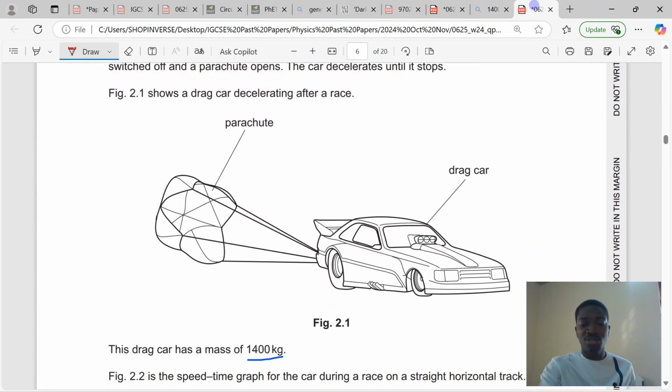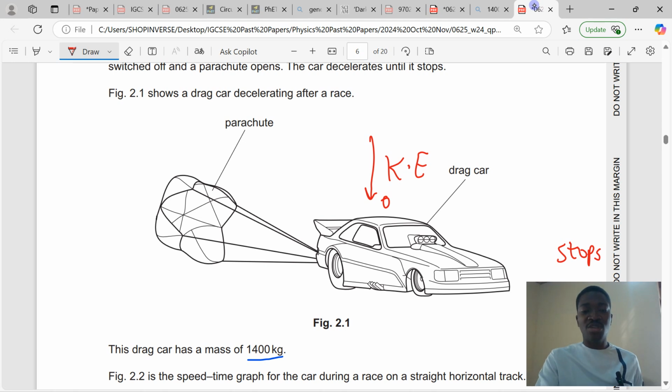You know, the energy possessed by the car is kinetic energy. And as the car moves, the kinetic energy gradually decreases to 0. Kinetic energy will be 0 when the car stops. So what is happening to that kinetic energy? It is being converted to thermal energy or heat energy. Yes, it is being converted to thermal energy. That is the energy conversion that takes place in a situation like this.